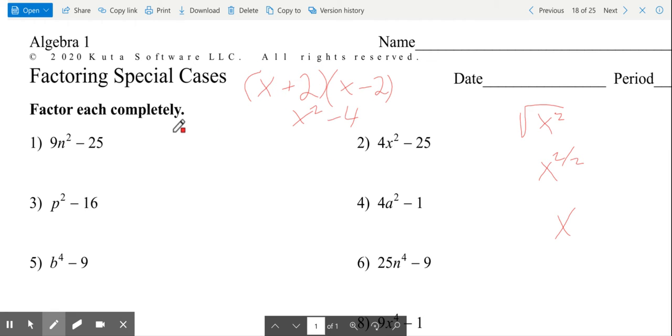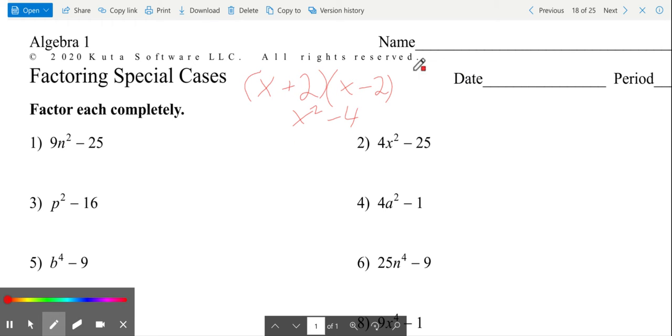So let's do some examples with this. That's the pattern that all of these are going to follow. One parentheses is going to be plus, one's going to be minus, and the front one is going to be the square root of the first one, and the second thing is going to be the square root of the second one. So let me do some examples.